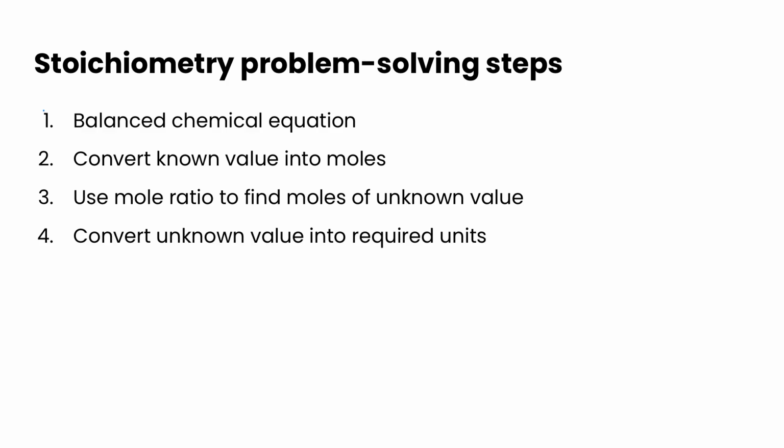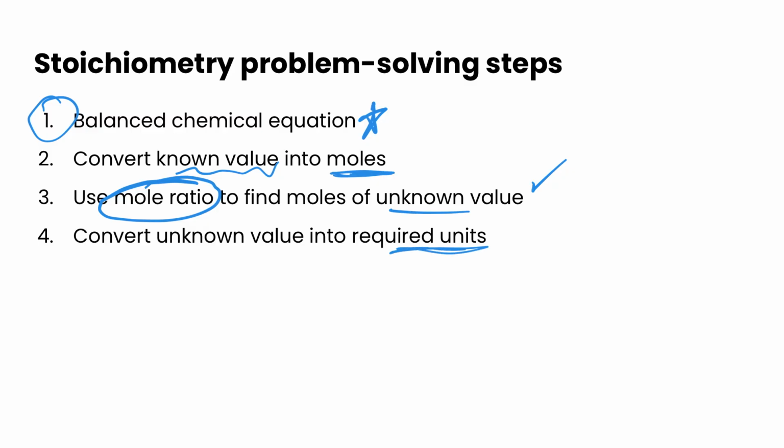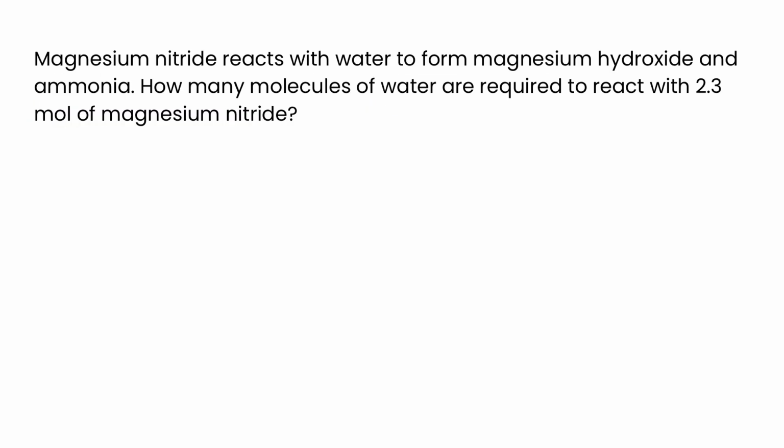So, stoich. The first step is that we need a balanced chemical equation, because everything hinges off of this balanced chemical equation. We then need to take our known value from our problem and convert it into moles, because then we need to use a mole ratio to find the moles of our unknown value, and finally convert the unknown value back into the required units of the problem. If you follow these steps in every single stoichiometry problem that you do, you should always theoretically come out with the right answer. Let's just jump right into an example.